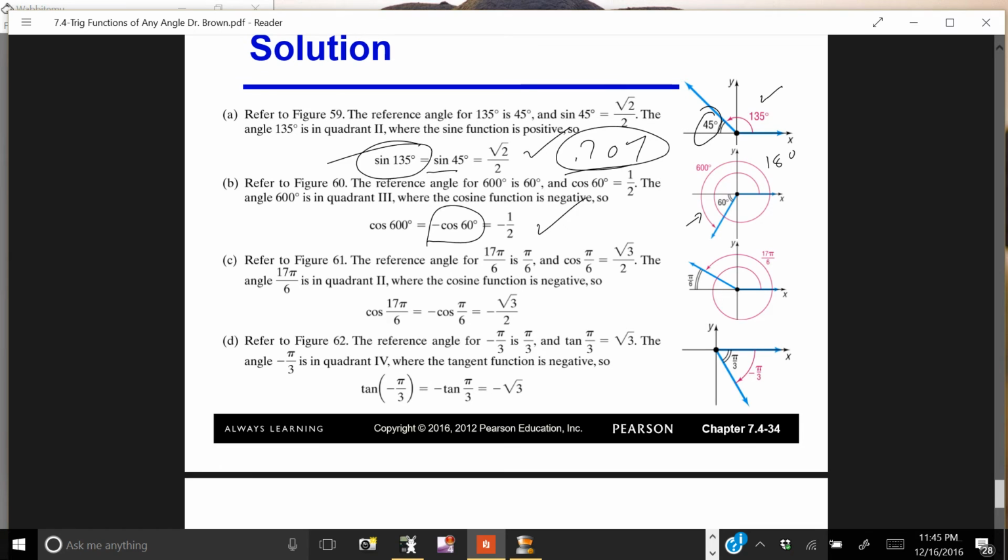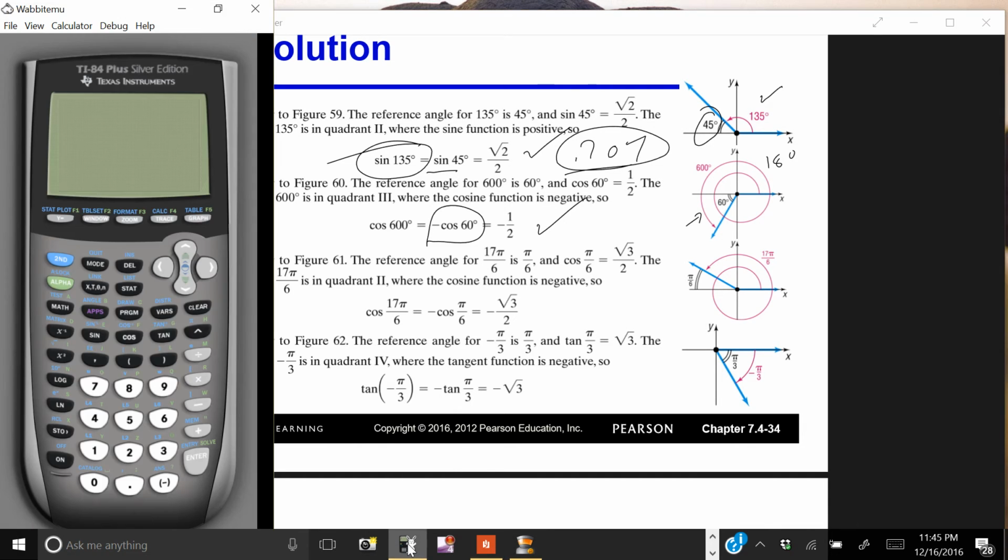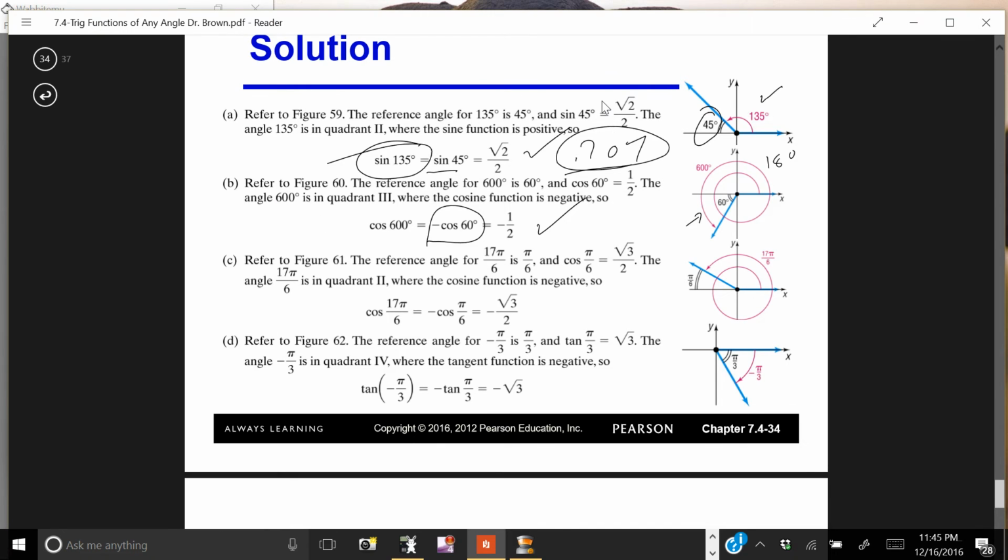But I want you to see that on your calculator, make sure we are in degree mode, and now take cosine of 600 degrees. You won't even have to waste your time finding the reference angle. It is going to be minus 1/2, which is what we expect.